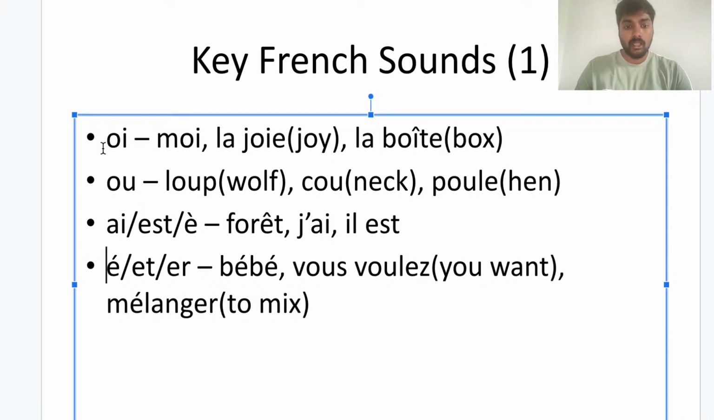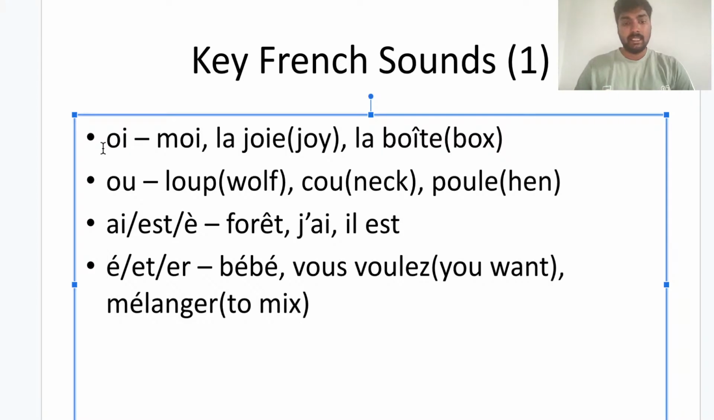And next, O and U. How is it spelled? Like loup, as we see here, it's called lou, and cou is called cou, and poule is called poule. And if you want to say hen or chicken, you would say poulet, written as POULET, and it's spelled as poulet.